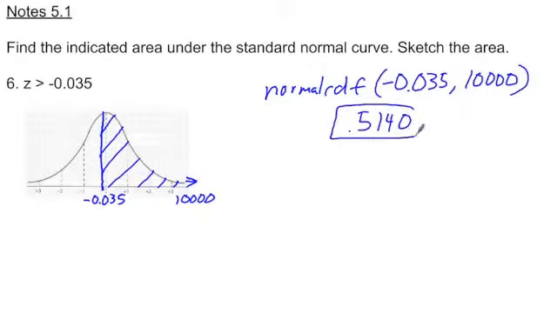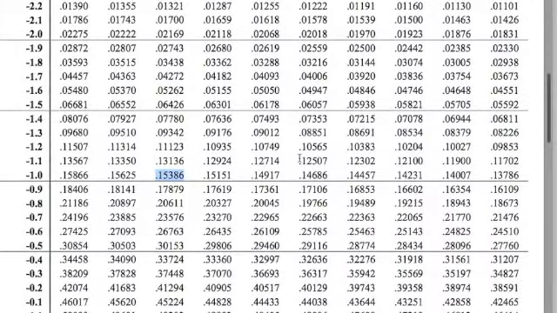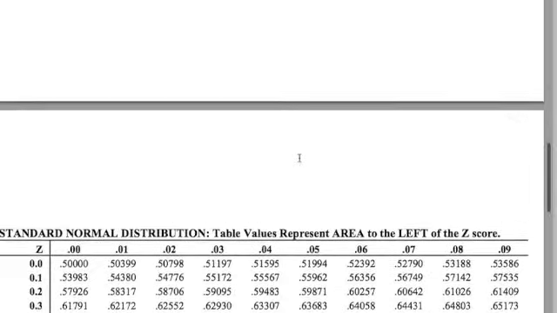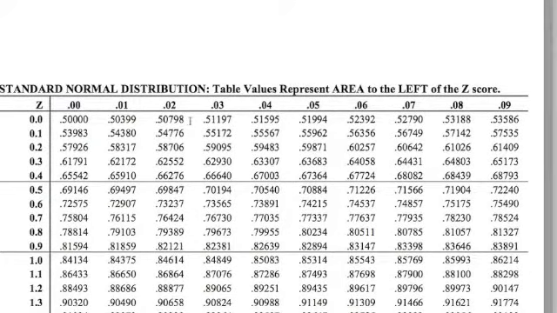0.5140. One of the benefits of using the calculator versus the table is that we can type in a z-score of 0.035, whereas on the table we only go to 2 decimal places. So we would have to come down here to 0.03 and 0.04, and we would want to average these two values.